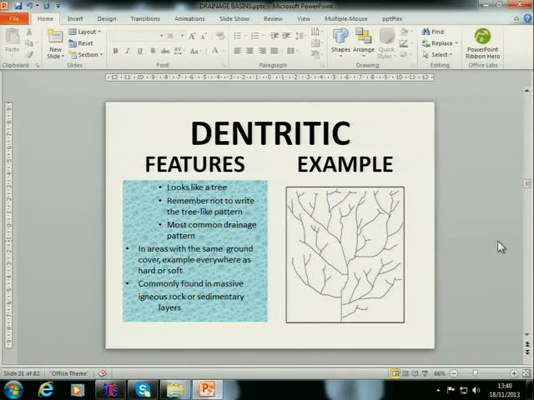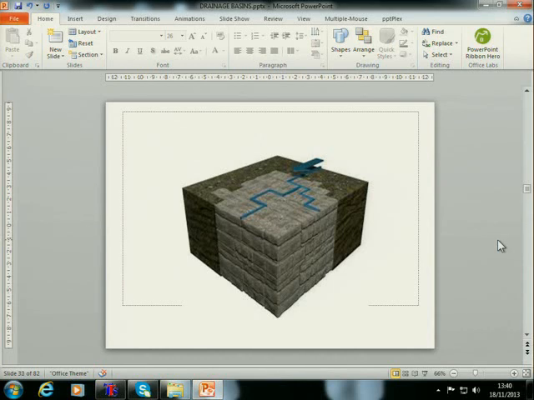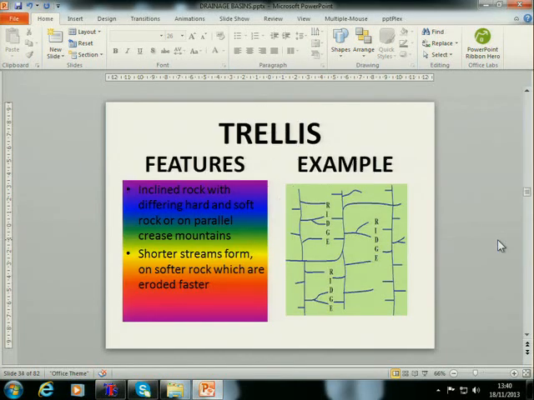Everybody see it's a tree-like pattern and it is found in areas with the same ground cover with, for instance, massive igneous rocks. Then the rectangular pattern. Do you guys see? It looks like rectangles. It can meet at a degree of 90. There it is in 3D.